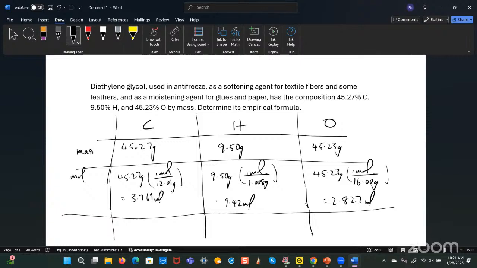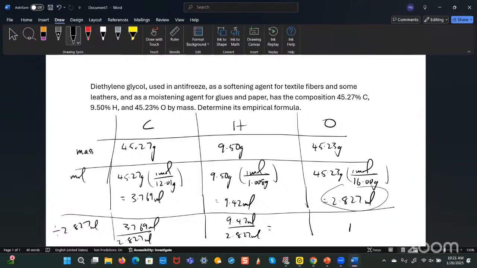We divide right through by the smallest of these values, and we can identify the smallest value as being this, right? So we're going to divide right through by 2.827 moles. We're going to get 3.769 moles divided by 2.827 moles, and 9.42 moles divided by 2.827 moles. And this will give you 1 divided by itself.